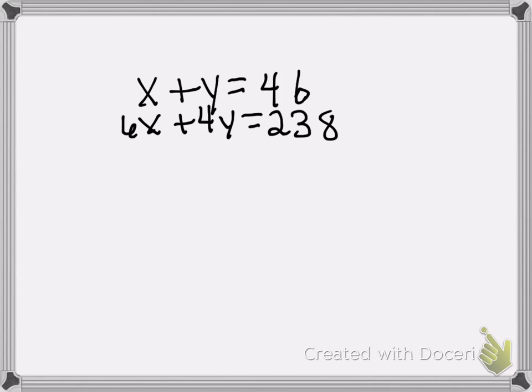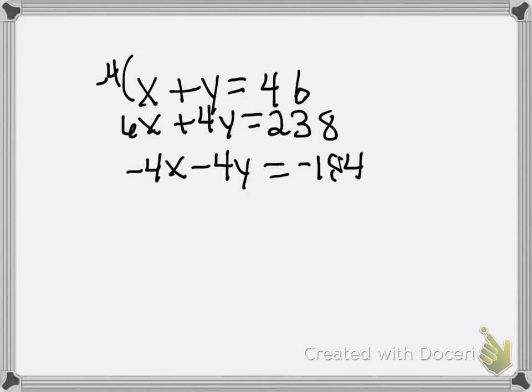Okay. I think I'll do elimination. I'm going to make my Y's drop out. I'm going to multiply everything by -4. So the top would be -4X minus 4Y equals 46 times -4, which is -184. Okay, and then I'm going to write the bottom one down because I'm not changing it. And look what is about to happen. This is going to come out so nice and easy.